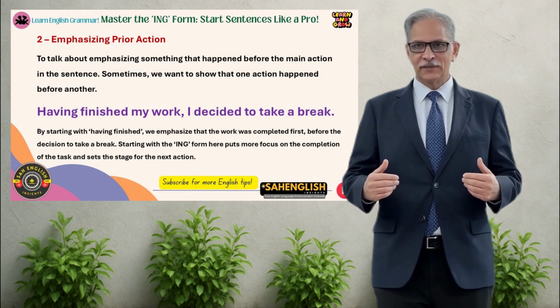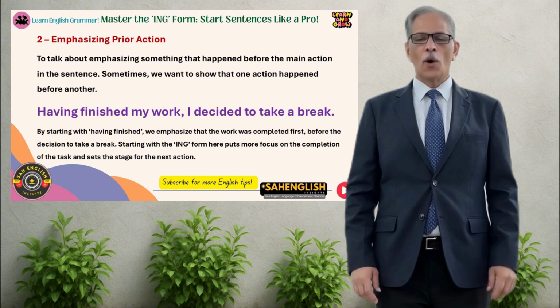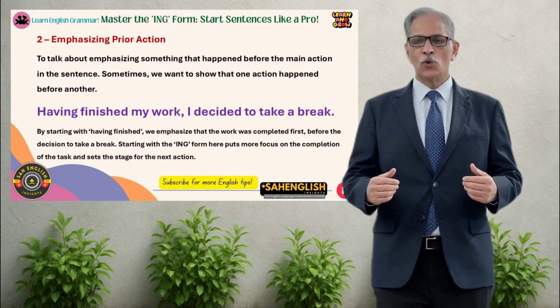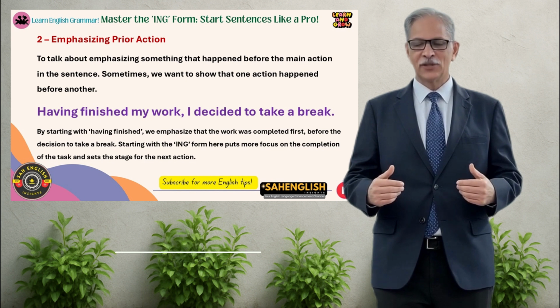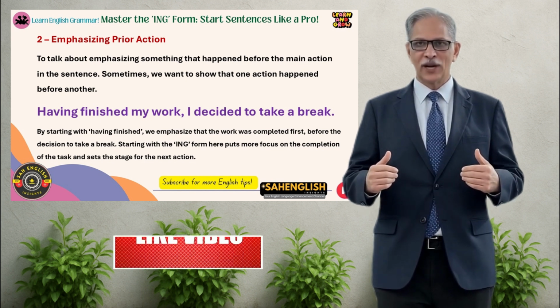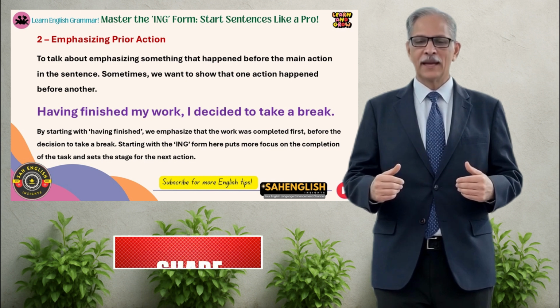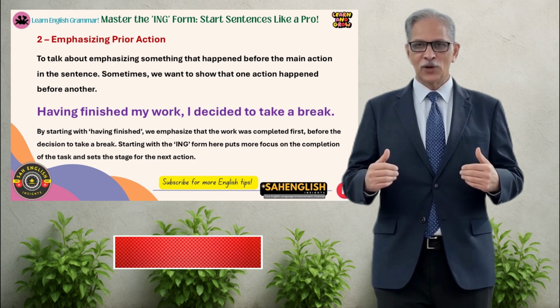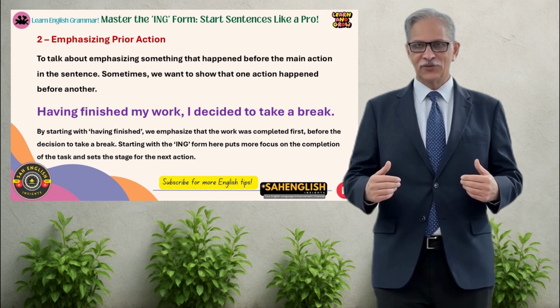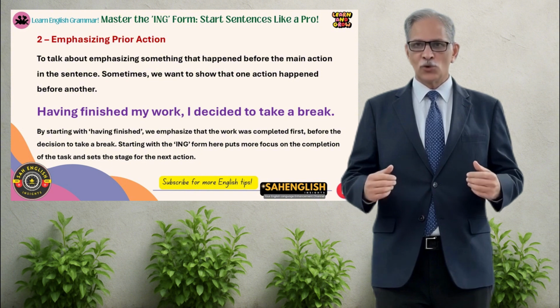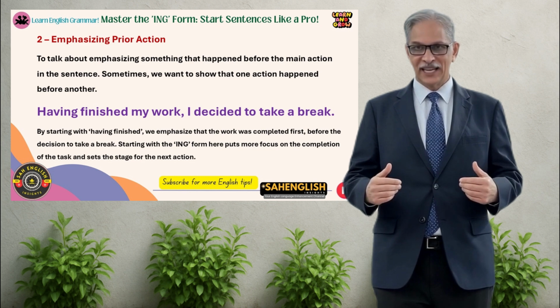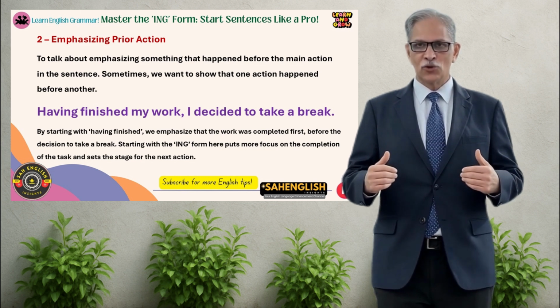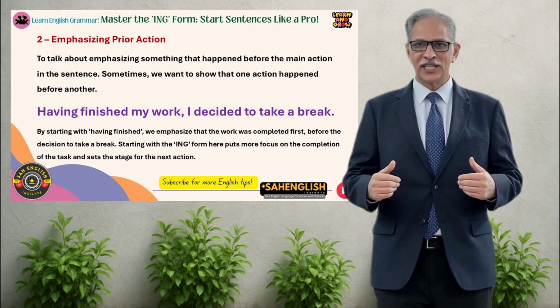Example 2. Emphasizing prior action. Next up, let's talk about emphasizing something that happened before the main action in the sentence. Sometimes we want to show that one action happened before another. Here's an example. Having finished my work, I decided to take a break. By starting with having finished, we emphasize that the work was completed first, before the decision to take a break. Starting with the ing form here puts more focus on the completion of the task and sets the stage for the next action.